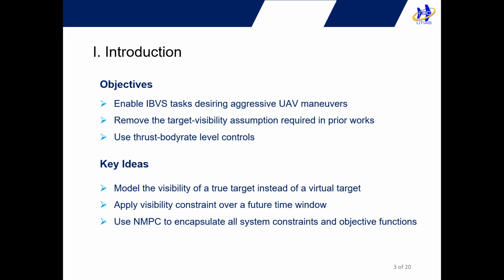Our second idea is to predict the future visual feature location using the quadrotor dynamics and image kinematic models, and then apply visibility constraints over a future time window. This ensures that any controls that potentially fail the visibility constraint will not be produced. We incorporate this idea into a nonlinear model predictive control, which we refer to as NMPC, framework, and solve the control problem online.